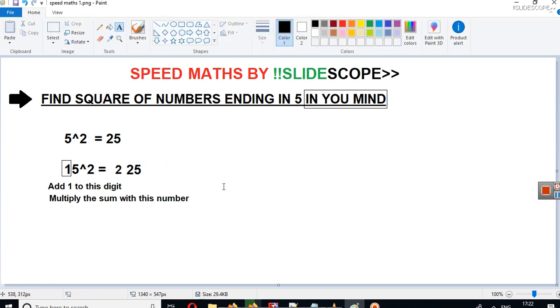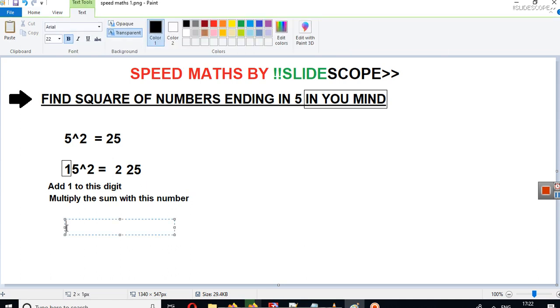I know most people remember squares up to 30, so it's not a problem calculating the square of 15. Again, we will have another chapter in our series, which will be finding the square root of numbers. If you remember the square of numbers ending in 5, then finding a square root will also become easy. Approximation will also become easy.